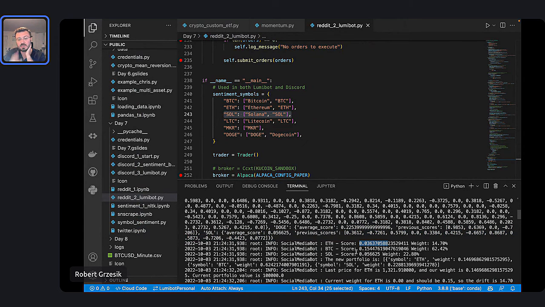But here we're doing something a lot simpler. We're basically just saying, let's take that score, right? Only the positive ones that are talked about enough times, and let's give it a weight based on that score. So this is very proportional to how much it is, right? So a 0.03 is only going to have a 14% weight.